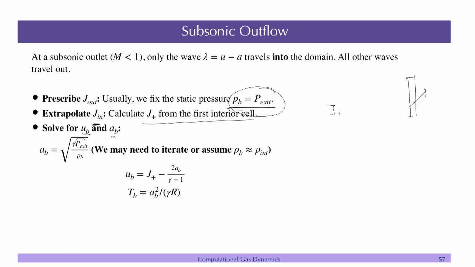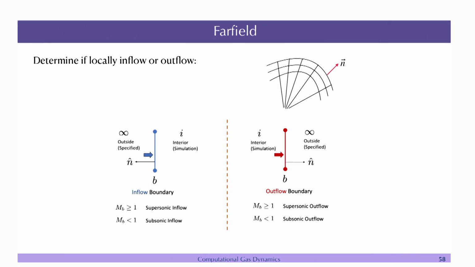So, P exit is known, rho b you have to assume, either you have to iterate or you have to assume that P b, rho b is the same as the rho interior, okay. And then you can calculate u b using the J minus relation, sorry, J plus relation, and then you can also get the T b. So, you have gotten all the variables, okay. And if it is far field, you can use the same Riemann invariant at the far field also.